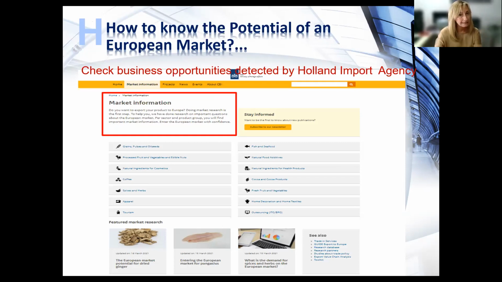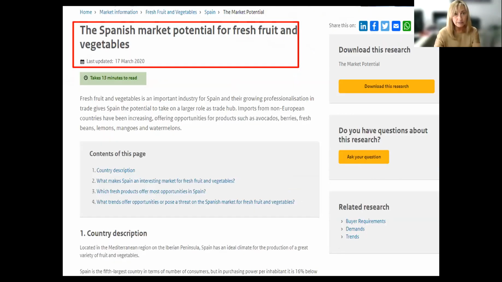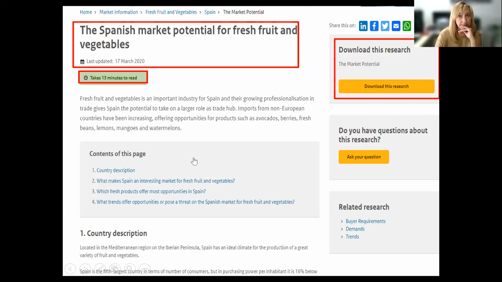Why? Because it can give you market information, very interesting, on the different sectors. For example, I just selected here the fresh fruit and vegetables, okay? And I found out that in Spain, there's a big market for fresh fruit and vegetables. It is funny because on this web page, they even tell you how many minutes it will take you to read the market research, which is fine. I think sometimes we don't have so much time. And all the market research reports use a homogeneous menu, okay? So it is very interesting because you can download it. It is good for you to have it on your computer and then read it whenever you want.